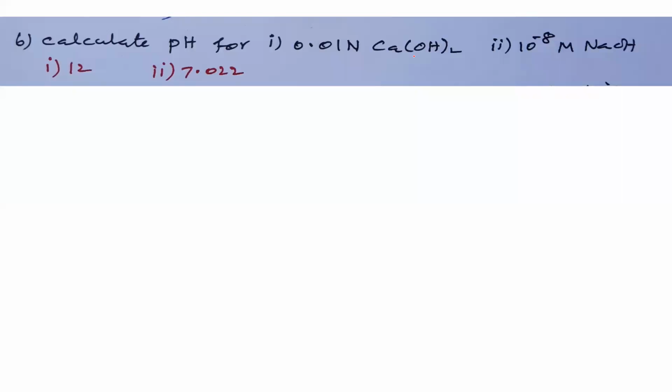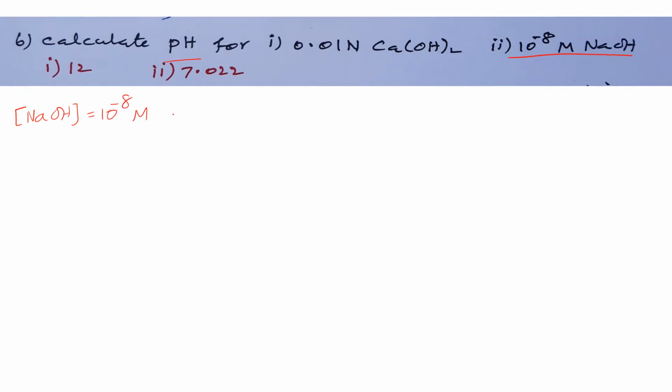Let us continue ionic equilibrium. Now we will calculate pH for a 10 power minus 8 molar sodium hydroxide. Okay. Now I will take sodium hydroxide solution. This concentration is 10 to the power of minus 8 molar.